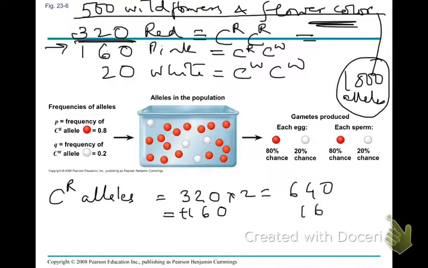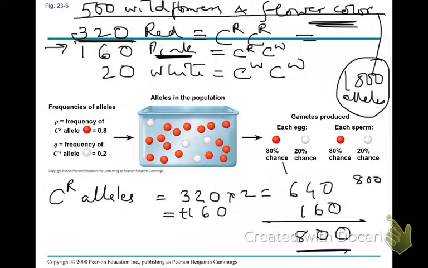Let me put it here: 160 from the pink flowers, which gives 800 CR alleles present out of the 1000 alleles in the box. For this allele population, the percentage present, or the allele frequency, is 0.8 for CR. So allele frequency p is 0.8.